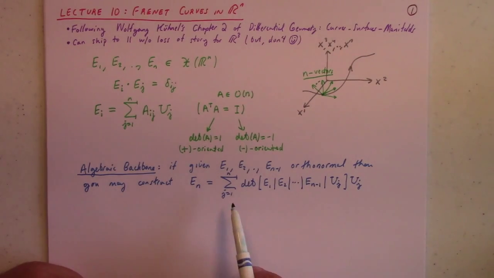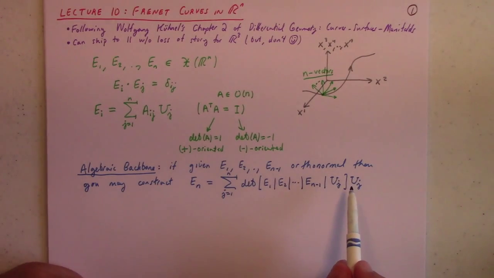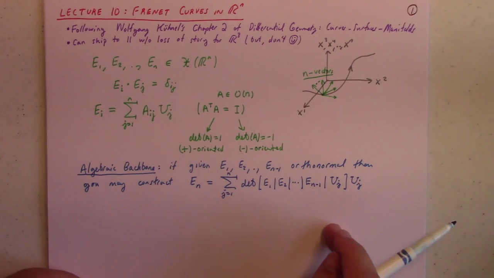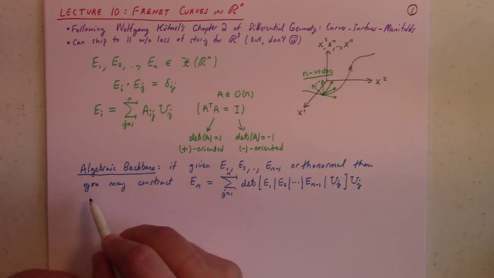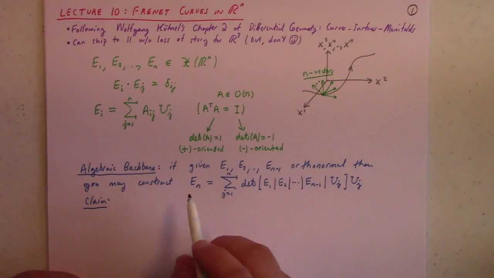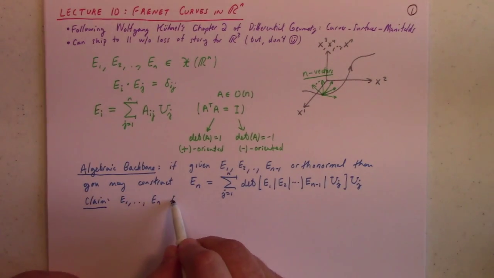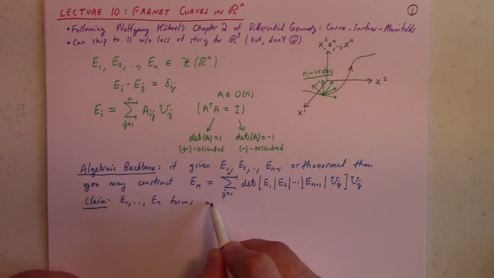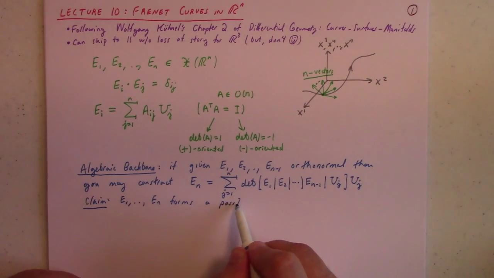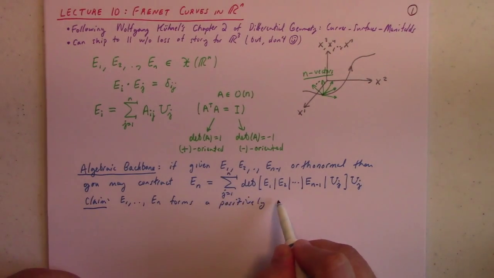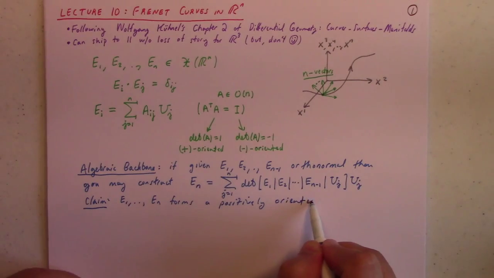Okay, so my claim is that this then makes E1 through En, in fact, a positively oriented frame. So it's a claim. With En so constructed, E1 through En forms a positively oriented frame. All right.